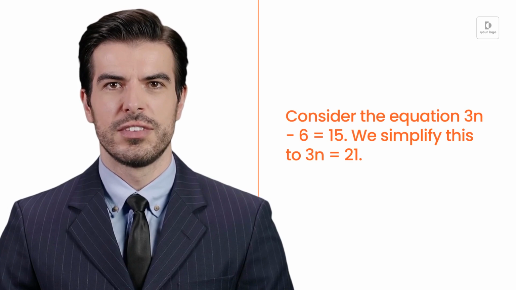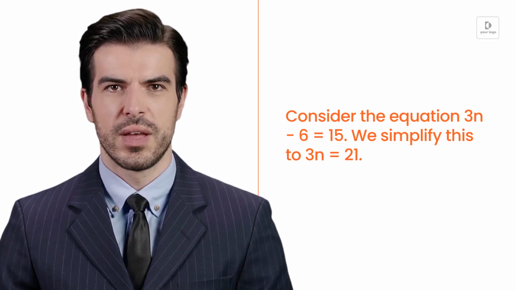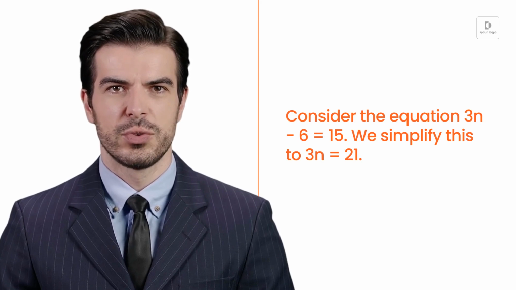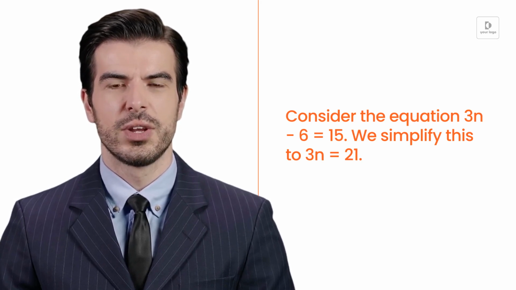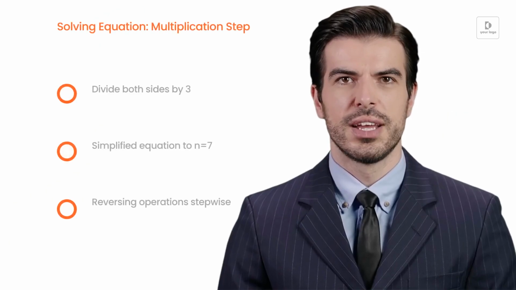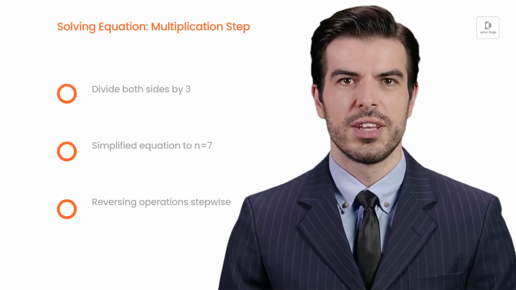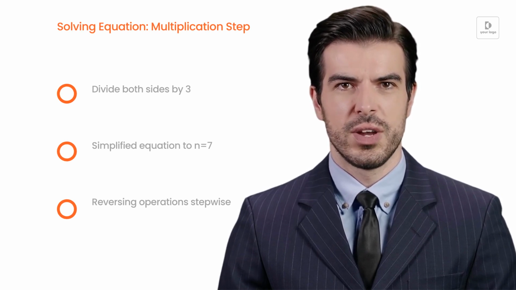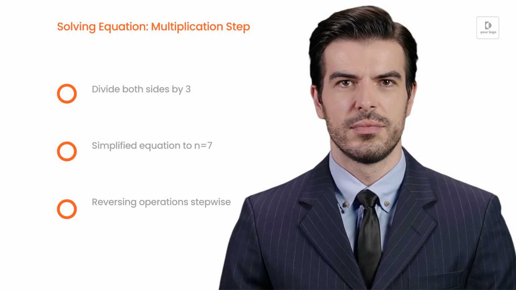To solve the equation 3n - 6 = 15 and determine the value of n, the initial step involves adding 6 to both sides to eliminate the subtraction, resulting in 3n = 21. Next, we approach the multiplication by dividing both sides by 3, which simplifies the equation to n = 7. The key is to reverse operations systematically.